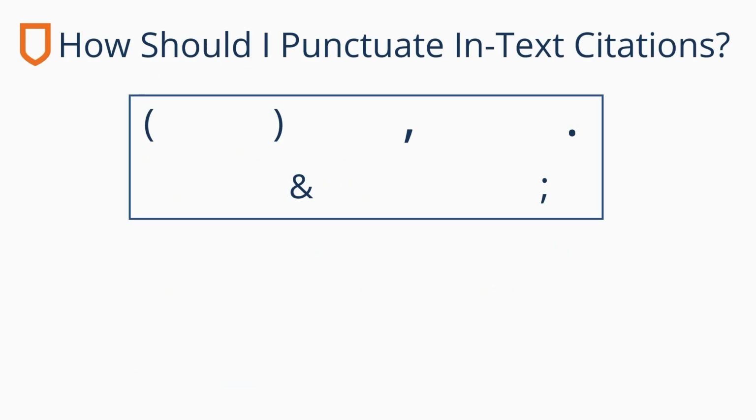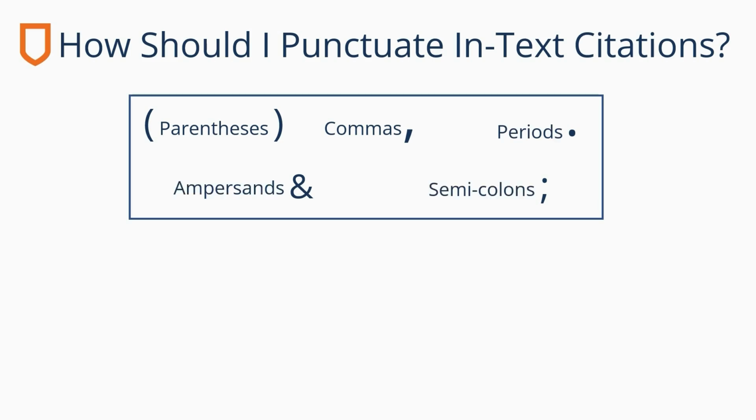When you're punctuating your in-text citations, I want you to pay attention to lots of little details around punctuation and spacing. Here are the main items to watch for. Parentheses, of course, as well as commas between who, when, and where, and periods, ampersands, and semicolons.